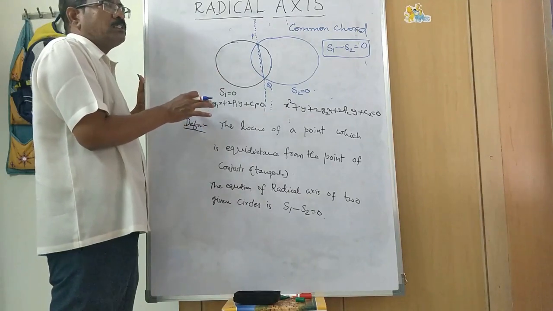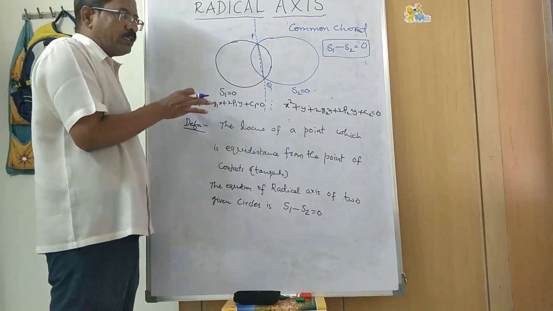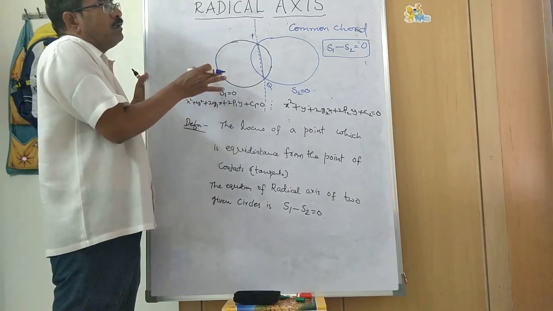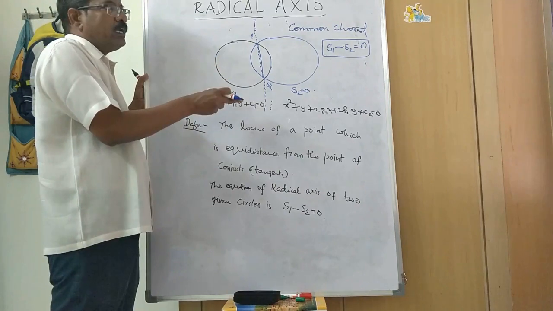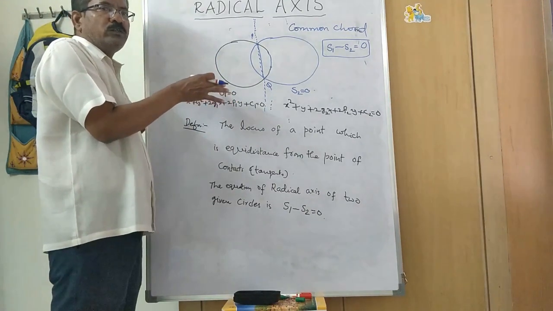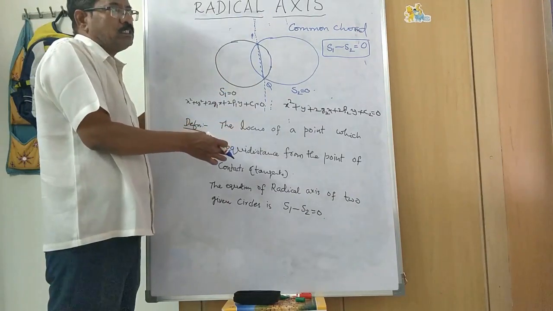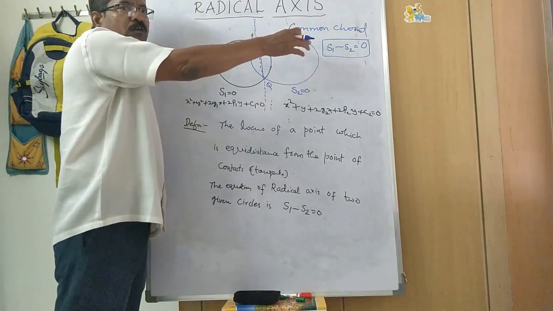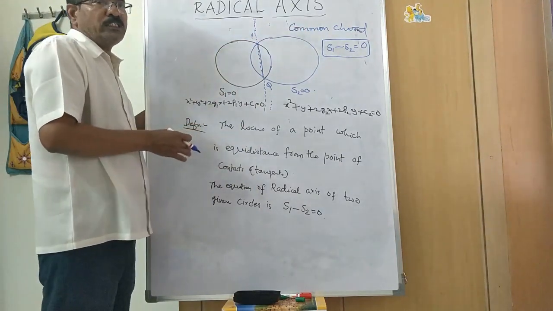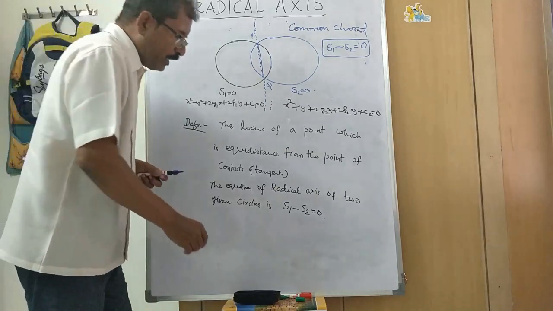If the two circles contact each other, touch each other externally or internally, then the radical axis is called the common tangent. If the two circles intersect each other at two different points, then the line of the radical axis is also known as the common chord. Right? S1 minus S2 is equal to 0. Okay.